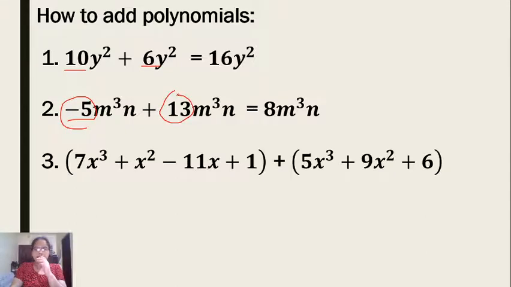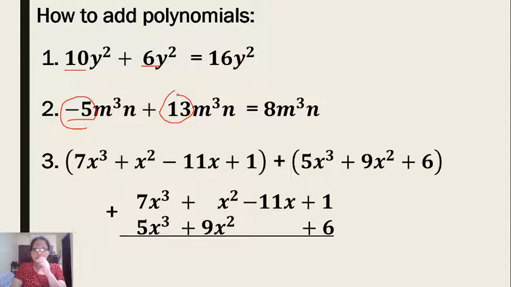How about 7x cubed plus x squared minus 11x plus 1, plus the polynomial 5x cubed plus 9x squared plus 6? What we have to do is arrange similar terms in the same column. So 7x cubed and 5x cubed are in the same column because they are similar. x squared and 9x squared are in the same column because they are similar. Negative 11x has no pair. And then the constants 1 and 6. From there, you can add them one by one.